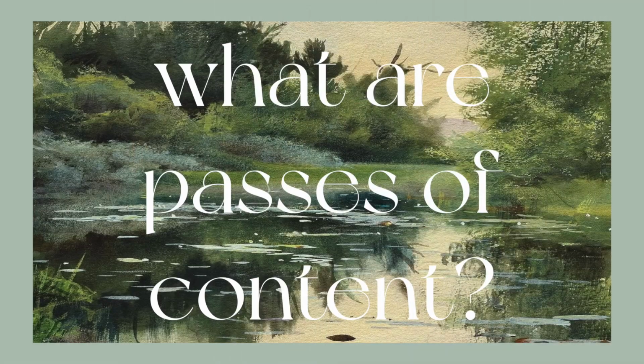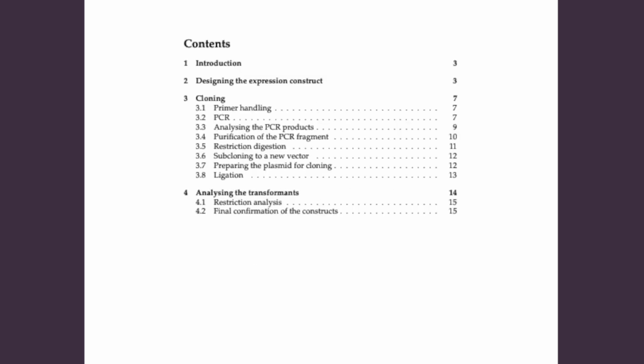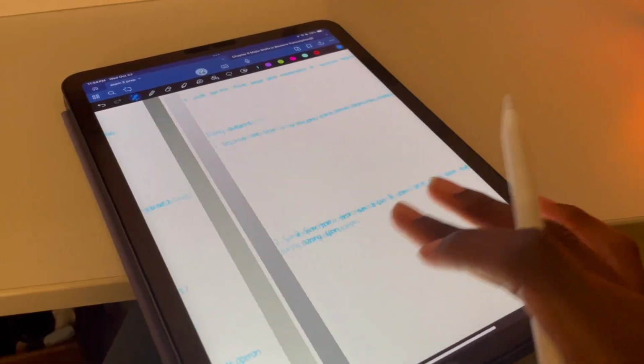But what are passes of content? Passes of content is literally just exposing yourself to the material as much as possible. So reading the textbook, watching YouTube videos, looking at articles online, talking with the professor about concepts that you find difficult, taking notes, creating study guides, making flashcards, making Anki. All of those are passes of content because you're exposing yourself more and more to the stuff that is going to be on your exam.